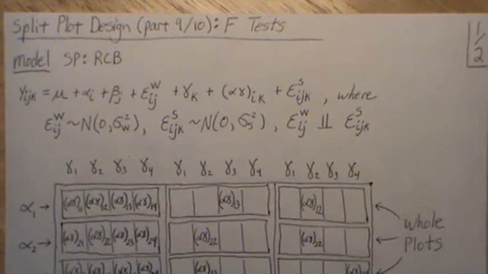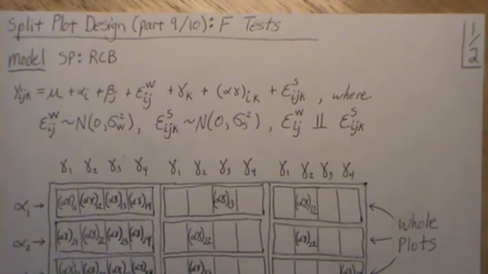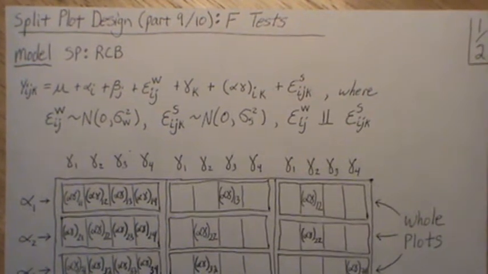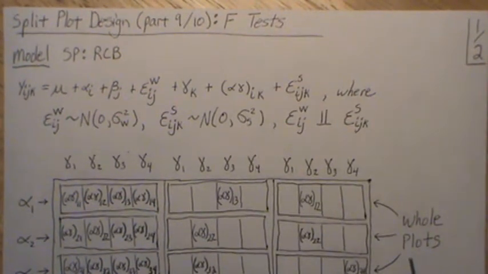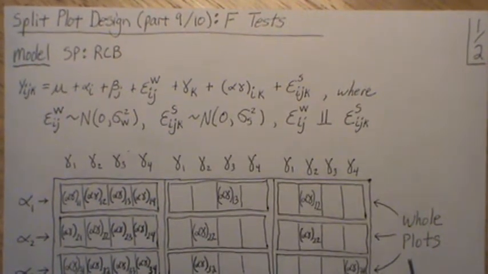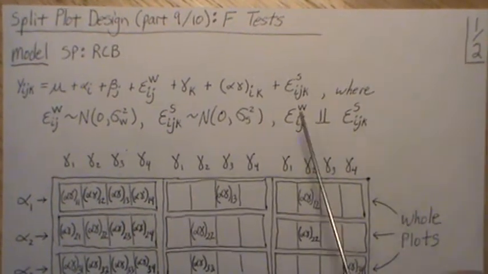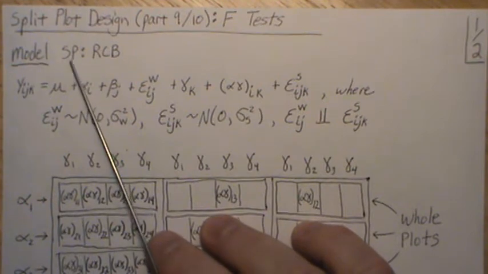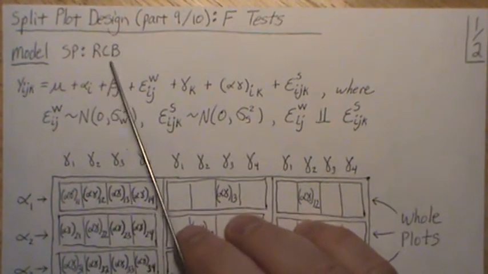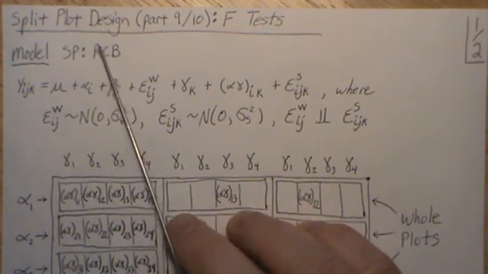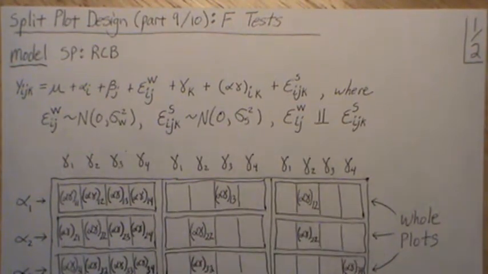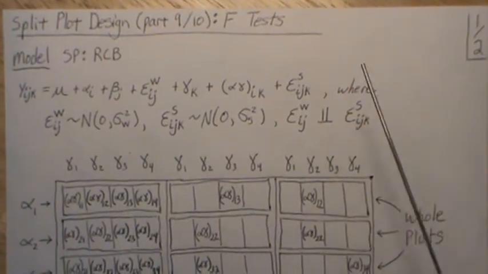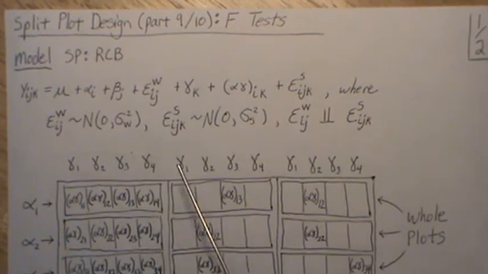Hello, this is the next video in a playlist that I'm calling General Linear Models Design of Experiments. This is part 9 of a little mini series on split plot designs, and we're going to look at the F test. The model we're looking at is a split plot RCB, randomized complete block. That means the type of design that was used for the first factor. I'd encourage you to watch parts 1 and 2 for more detail.